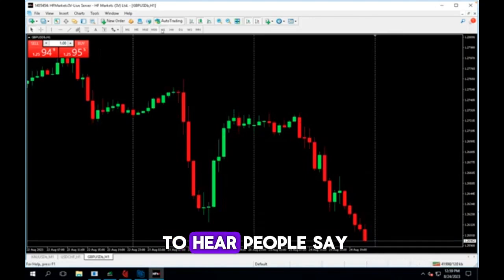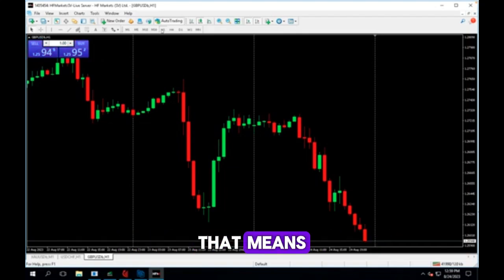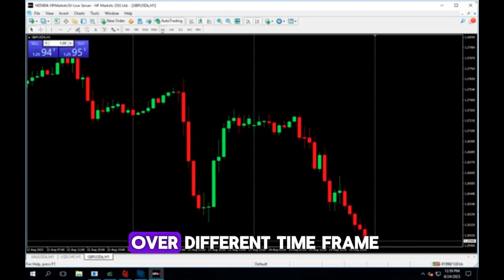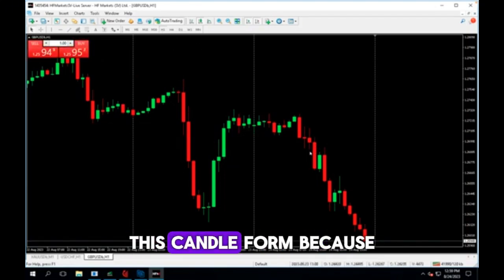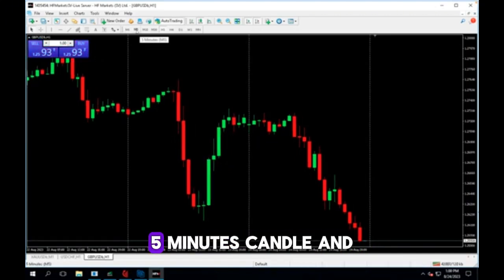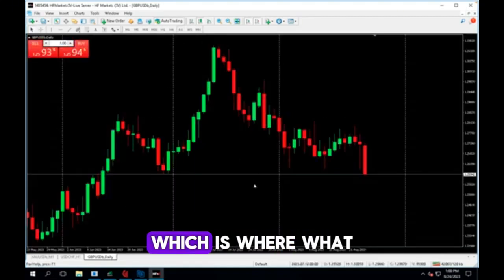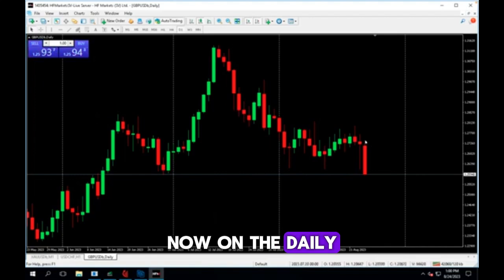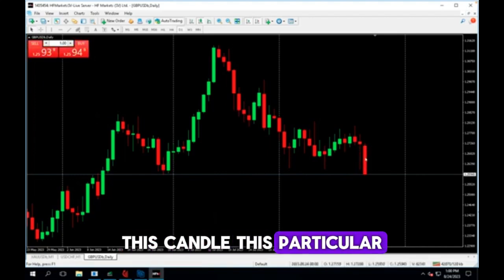When you begin to hear people say multi-time frame, MTF, what it just means is multi-time frame analysis. That means you do your analysis over different time frames. So how did this candle form? It formed because 1 minute candles gather together, 5 minute candles, and so on, up to the daily. On the daily, which is what I want to use now, you see this last candle.